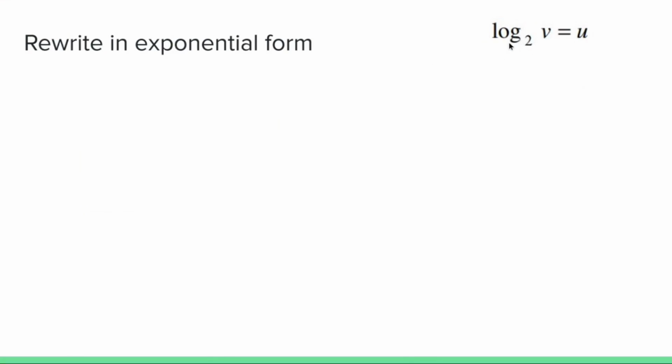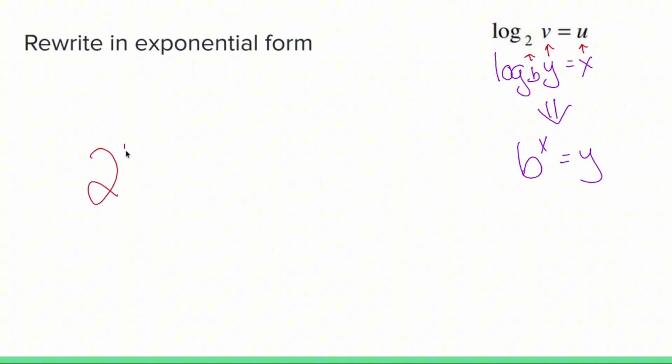Rewrite in exponential form. This is a logarithmic function. And so when I see a logarithmic function and I want to turn it into exponential form, I make it look like this: log base b of y equals x. Because turning that into an exponential function is going to be me calling this b to the x equals y. So that would make our b 2, our y v, and our x u. So this can be rewritten as 2 to the u power equals v. And that's how you do it.